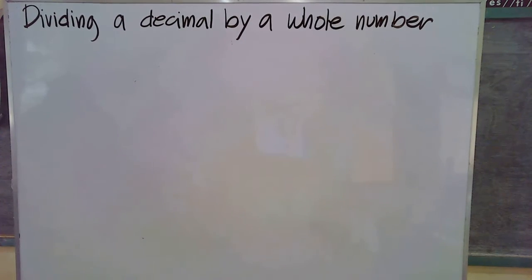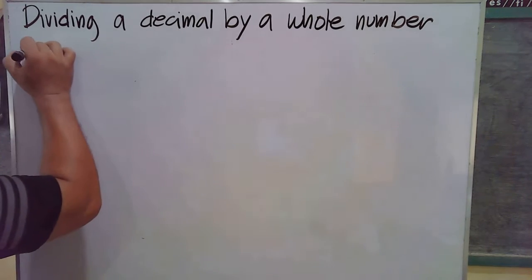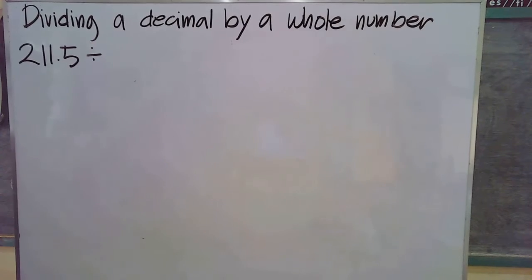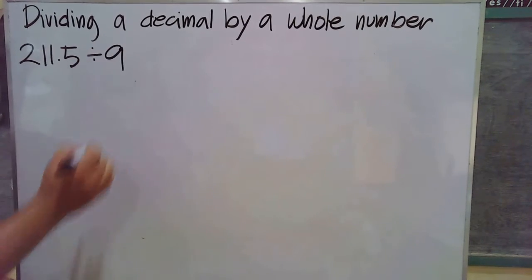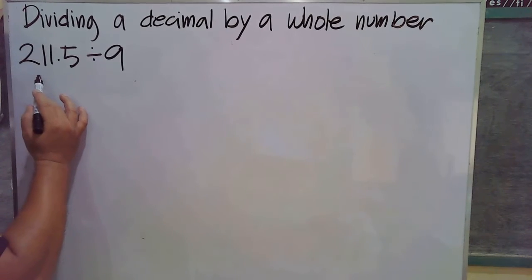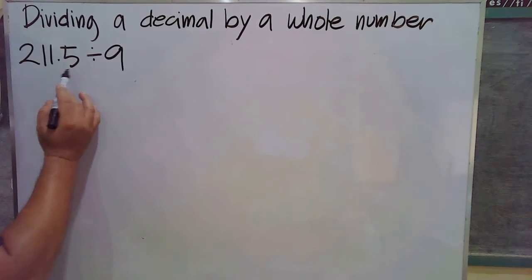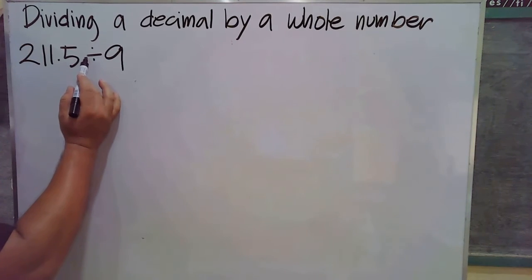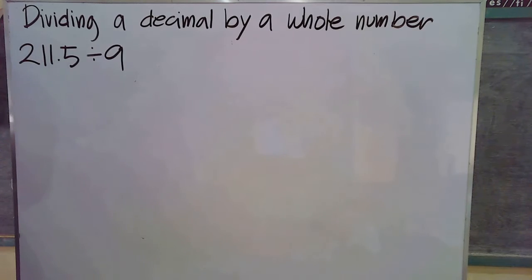Okay? So let's have some more examples. Let's have 211.5 divided by 9. So we have here a decimal number divided by a whole number. So we are dividing a decimal by a whole number.